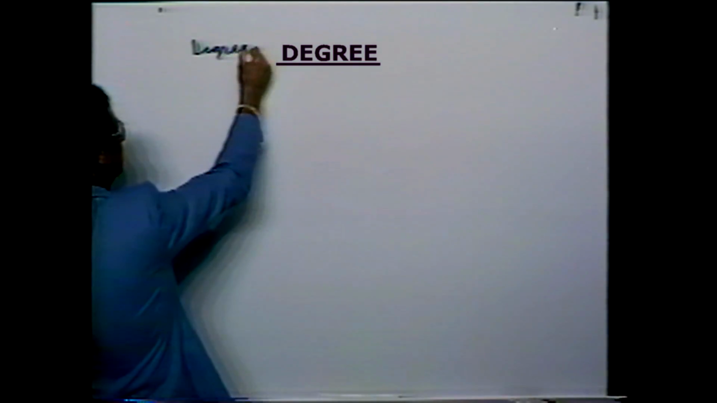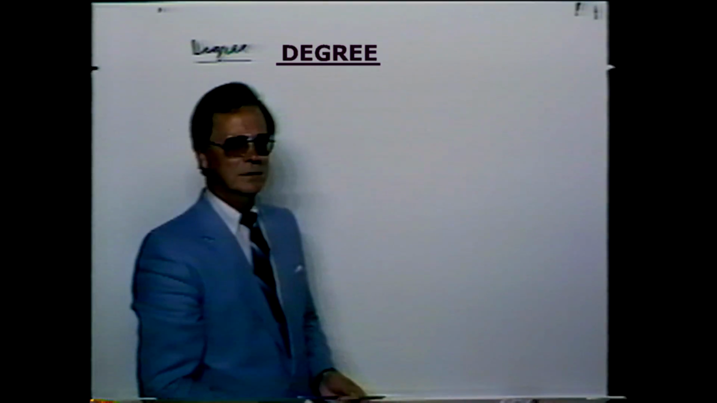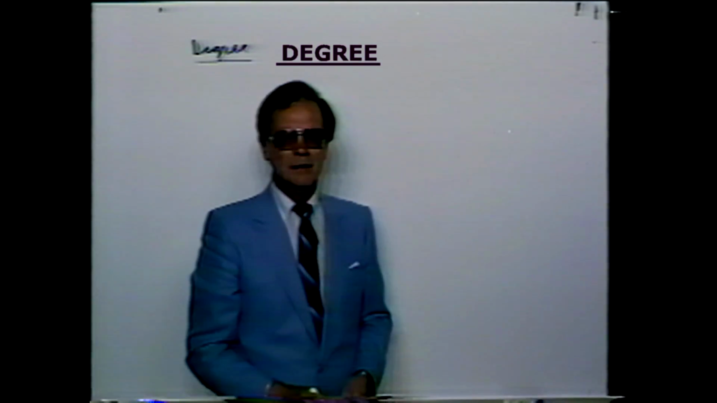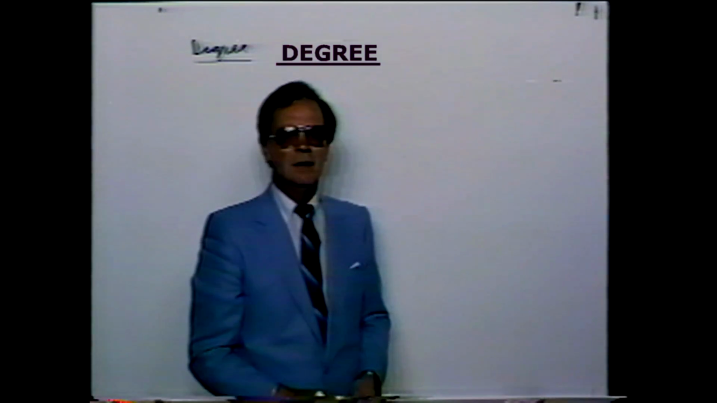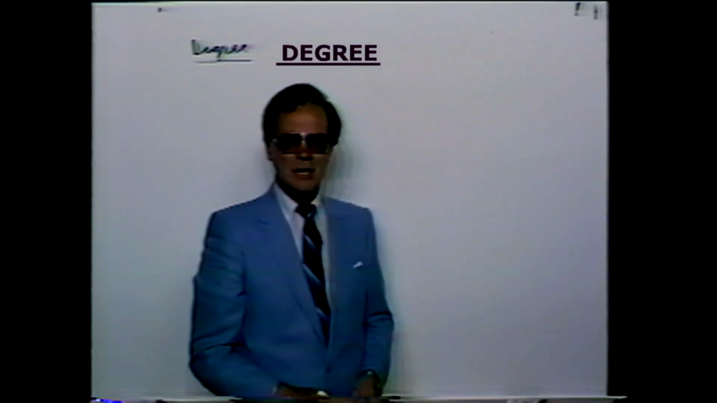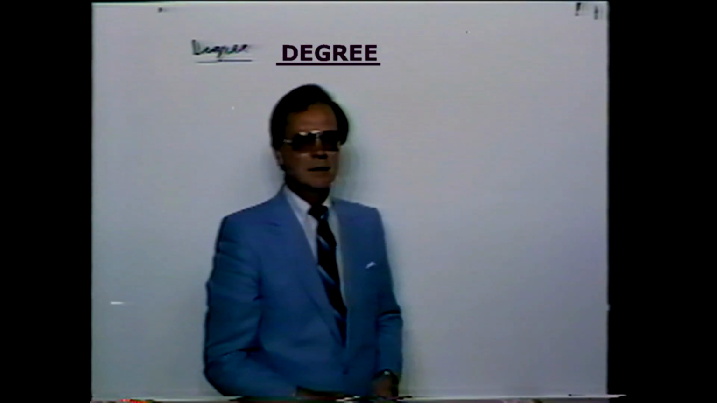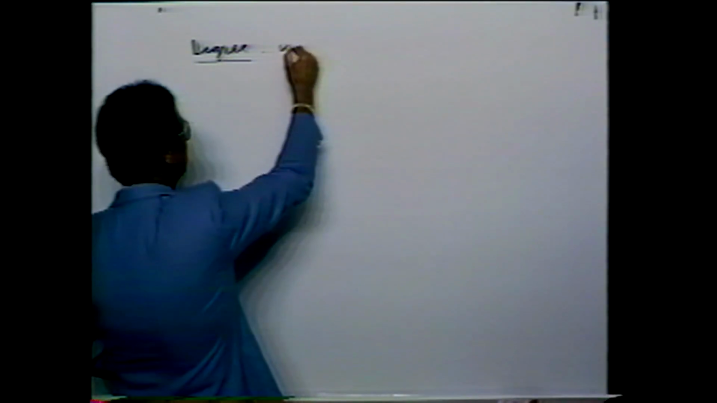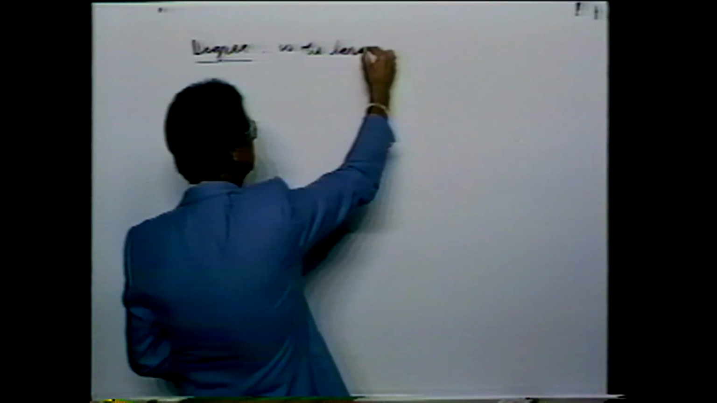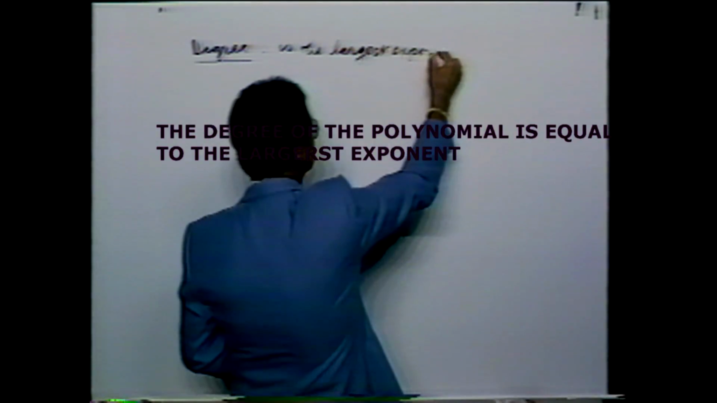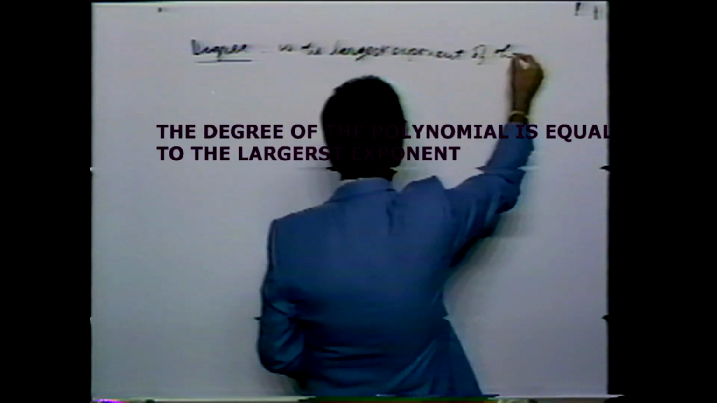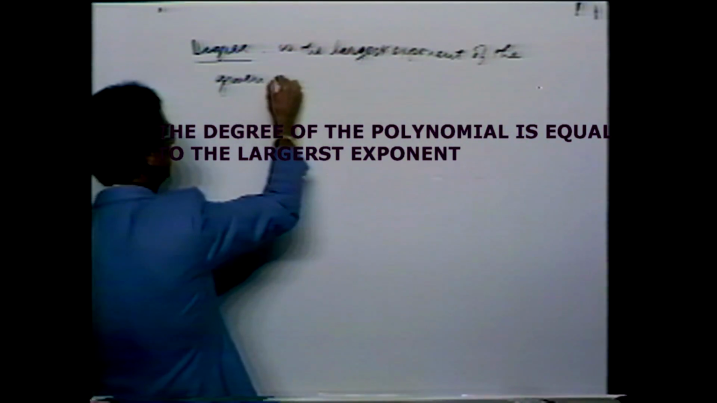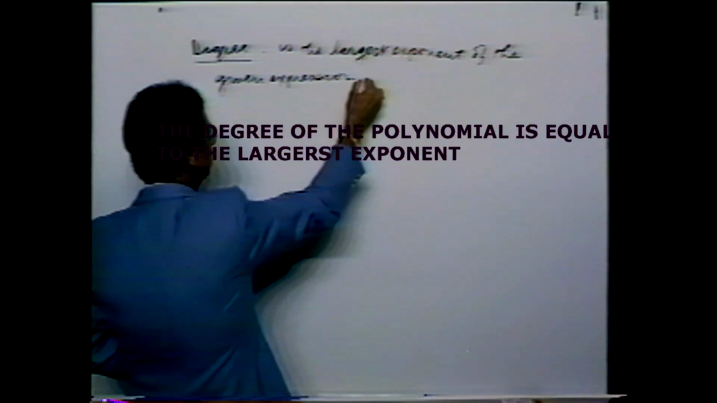The size of a polynomial can be described by its degree. And in the example, the degree of the polynomial is 6, which is the largest exponent of the given expression. The degree is the largest exponent of the given expression.